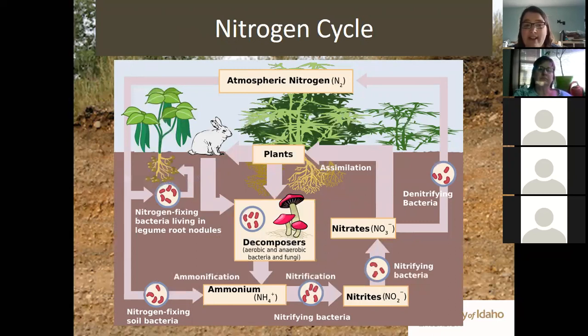Good sources of nitrogen: animal manure. Actually, decomposed animals, all that organic matter that gets decomposed puts nitrogen back into the soil. So kind of the circle of life.